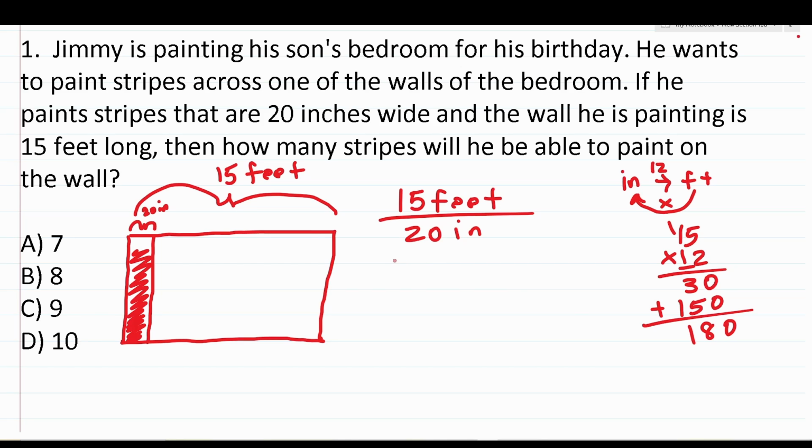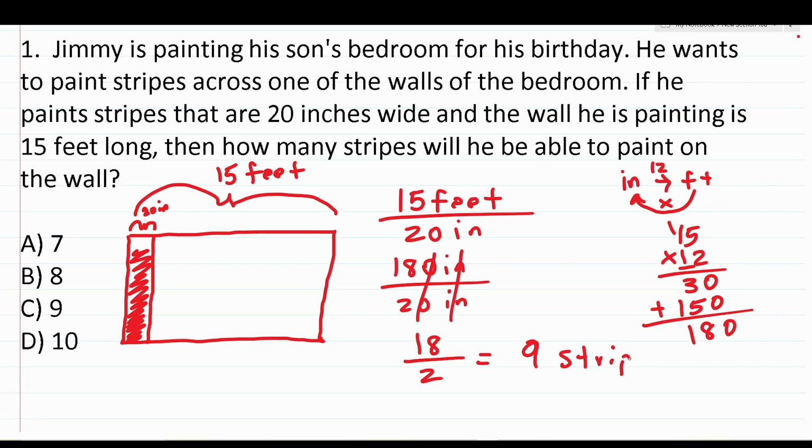So this becomes 180 inches divided by 20 inches. This math's actually very easy to do. We can cross out these inches. We can cross out these pair of corresponding zeros. This becomes 18 over 2. 18 divided by 2 is 9. So in other words, Jimmy can fit 9 stripes across this wall, which is answer choice C in this case.